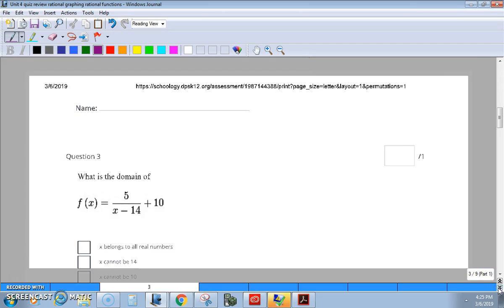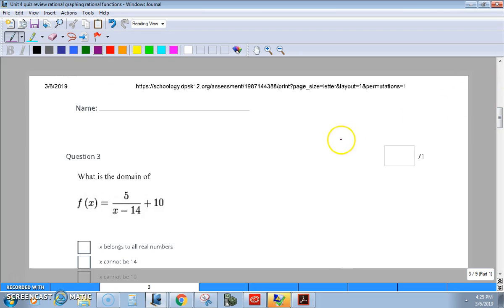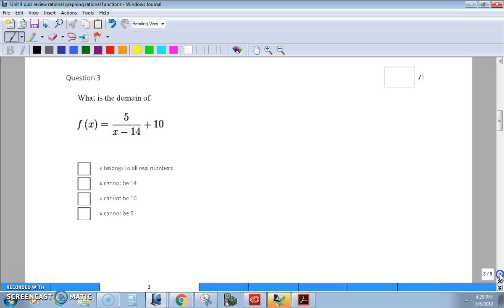Question 3. What is the domain of this problem? The domain is going to be everywhere that this equation exists for x. So let's graph this in Desmos. 5 over x minus 14 plus 10. Well, first of all, let's find our asymptotes because that's going to help us. Our vertical asymptote, there's just one. It's going to be x is equal to positive 14.